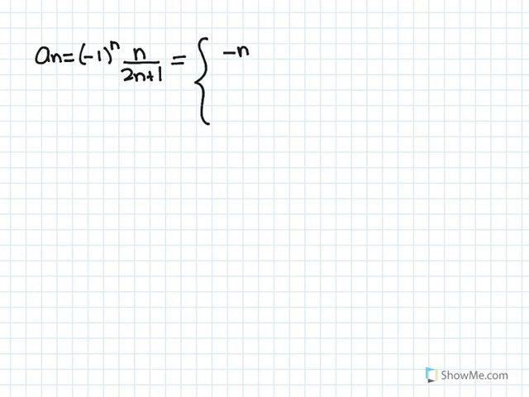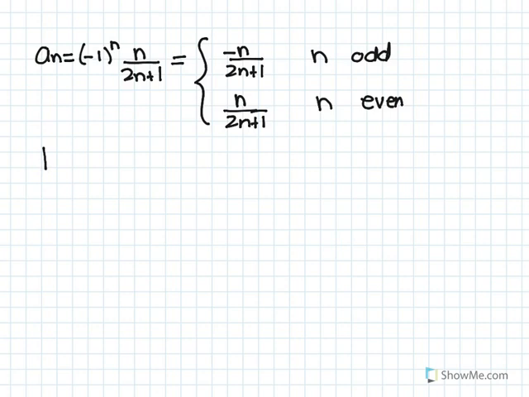So what we have is an is equal to -1 to the n times n divided by 2n plus 1, which is equal to -n divided by 2n plus 1 when n is odd, and n divided by 2n plus 1 when n is even.